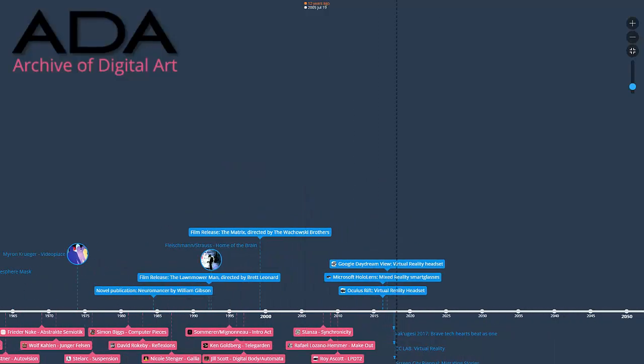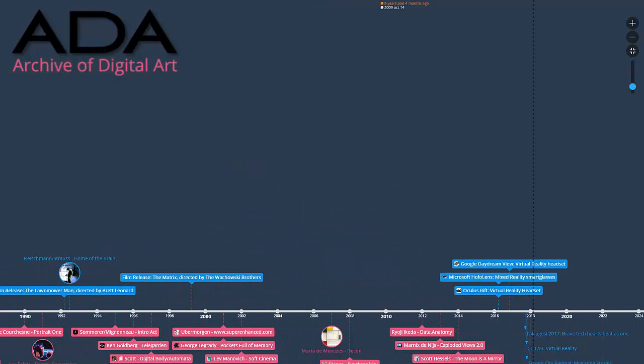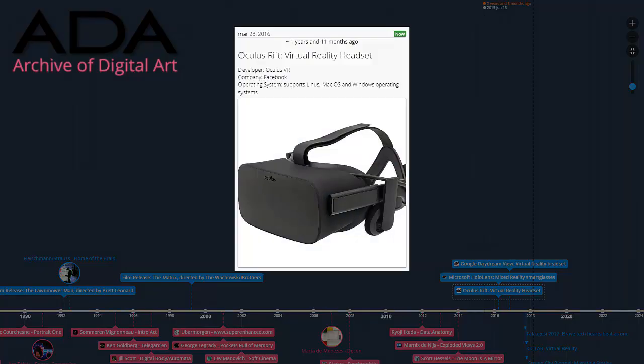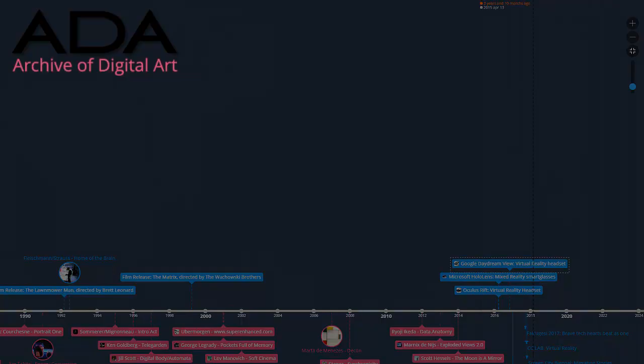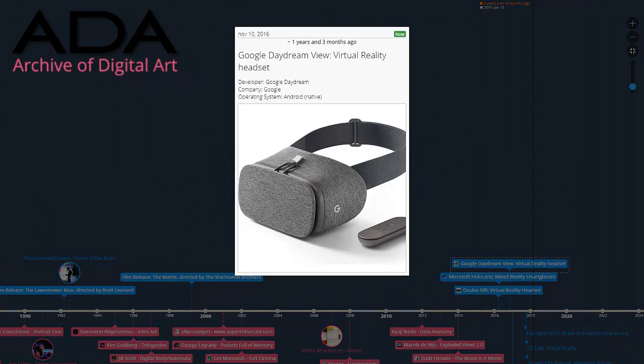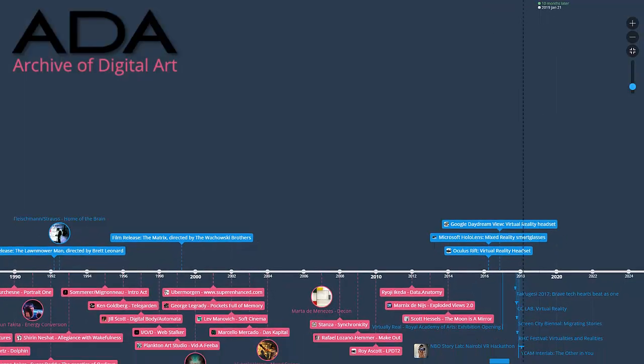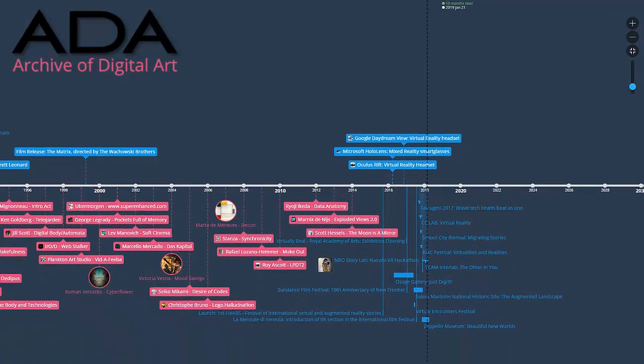Around 25 years later, Oculus Rift, Microsoft, and Google all released consumer devices for the mass market. This commercialization led to a new hype for VR as immersive experience and artistic tools, which can be seen in the rise of VR-themed exhibitions and in the art market as well.